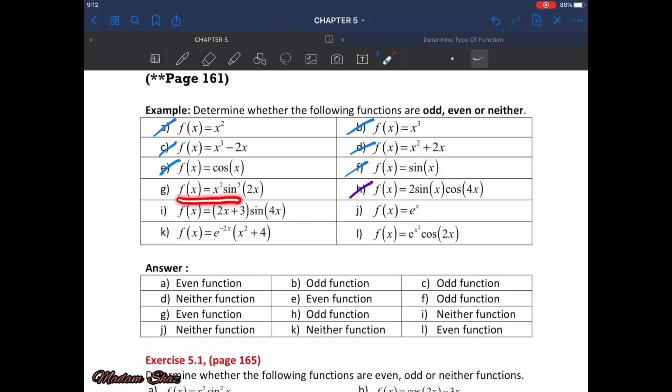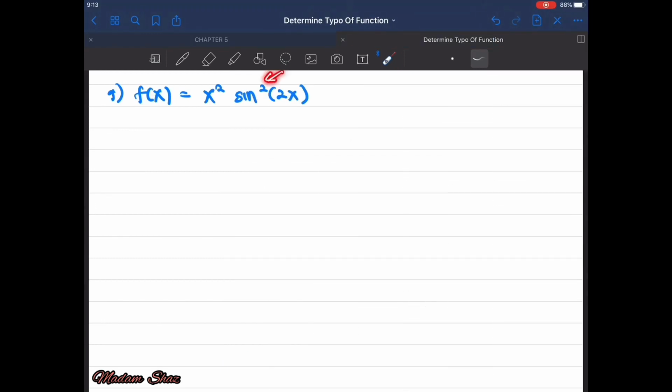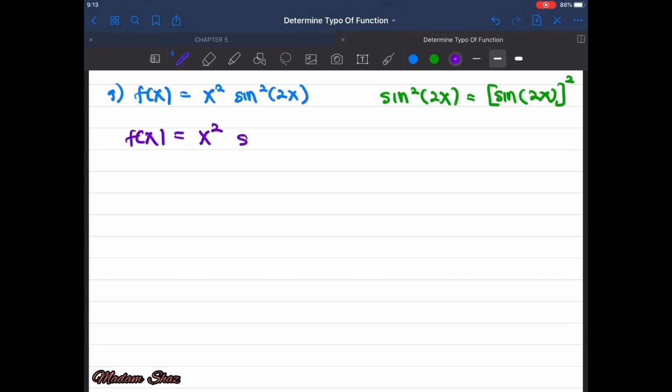So now let us continue with G. f(x) is equal to x square multiply sine square, the power of 2. So you have sine square here. Sine square, the power of 2, can also be written as sine 2x, the whole thing to the power of 2. So always remember to change: if you have sine with the power here or cos with the power here, make it a big bracket with the power at the outside. Rewrite back, f(x) is equal to x square multiply sine 2x, the whole thing here with the power of 2.